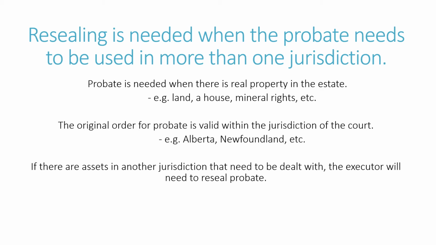This probate is only valid in the jurisdiction in which it was granted. For example, probate issued in Alberta is only usable in Alberta. If there's real property outside of Alberta, the probate doesn't allow the executor to deal with it, even though it's part of the estate. This is because estate law is provincial and varies from one province to the next. The courts can only issue orders for their own jurisdictions, so orders for probate only cover one province.